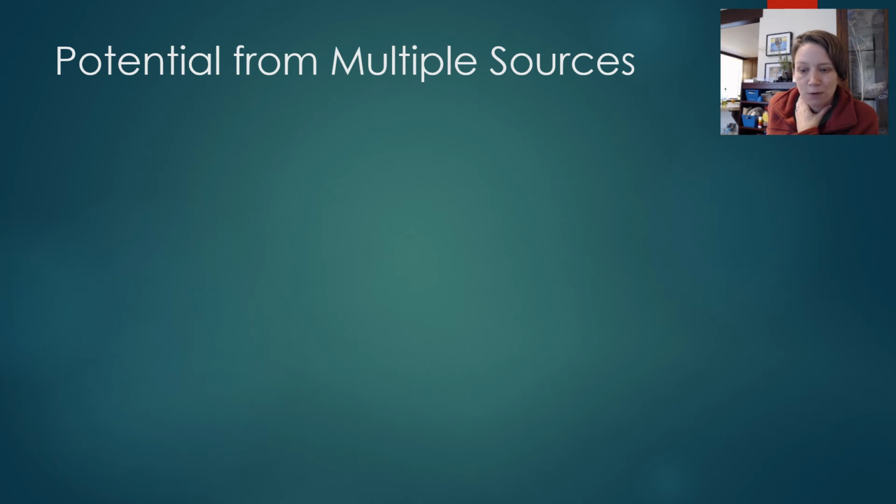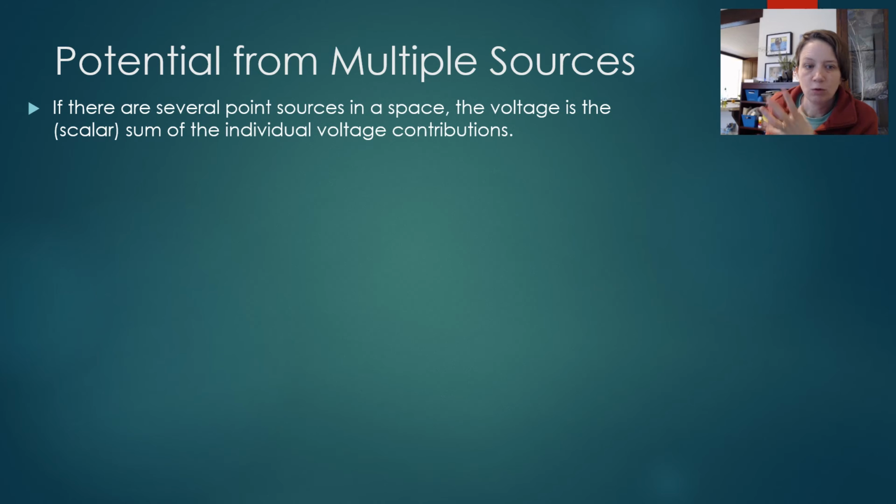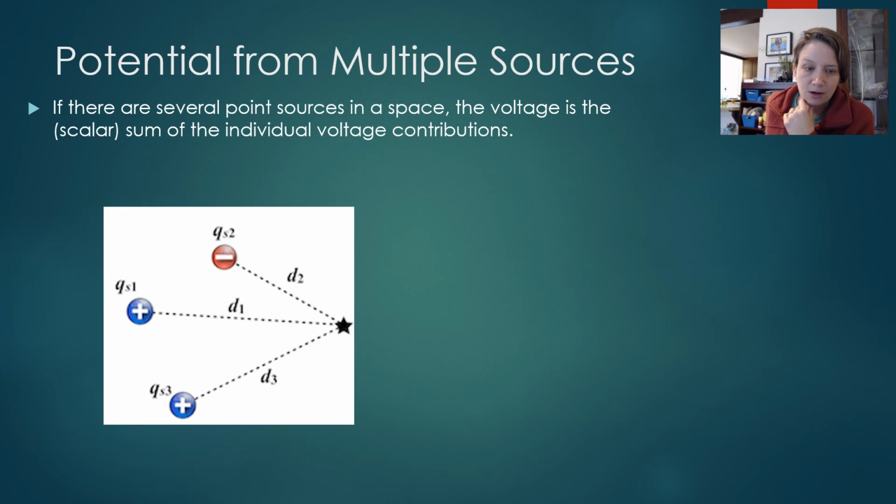If you have multiple source charges in your field of view and you wanted to calculate the voltage at a point in space within that field, the voltage is just going to be the scalar sum of the individual voltages. So this is easier than dealing with electric fields, for example, because for electric fields you had to both find the strength of the field and the direction of the field. When we're dealing with voltage or potential, you just have to find the amount and then add those things together.